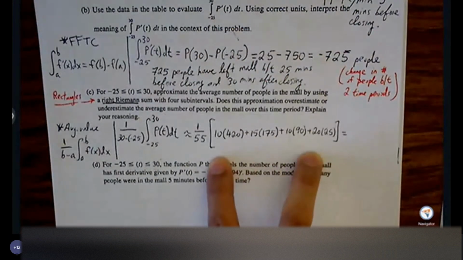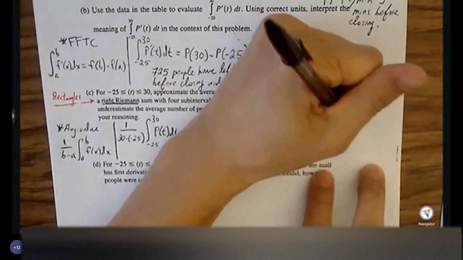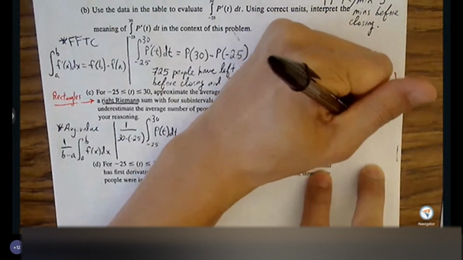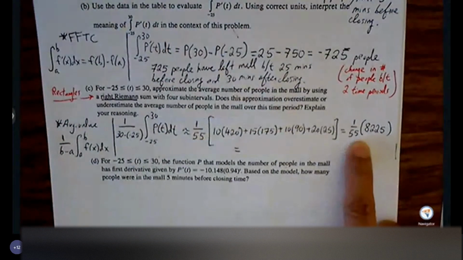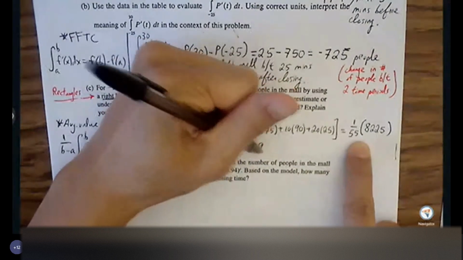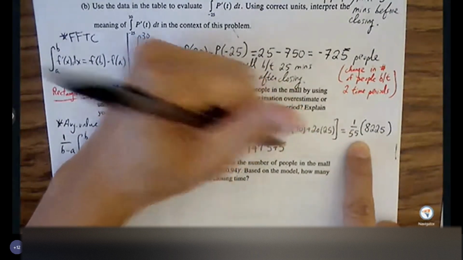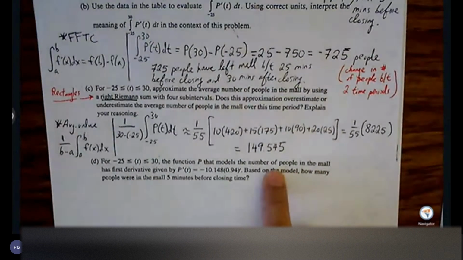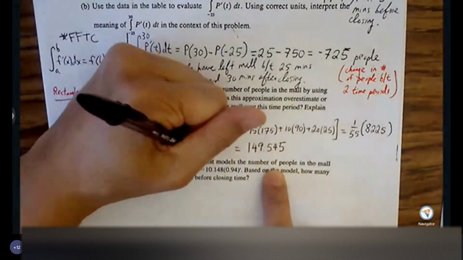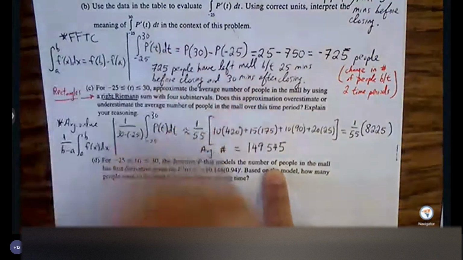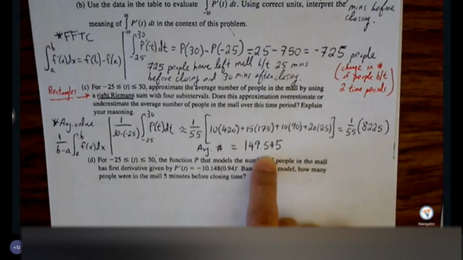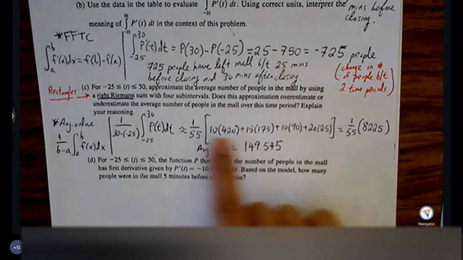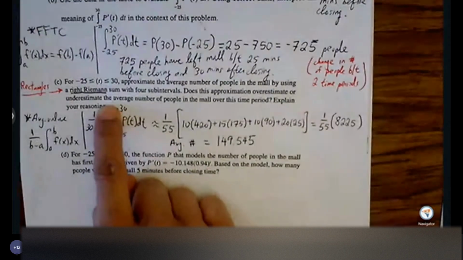So this cleans up to be 8,225. Okay, so the average number of people is around 150. Okay, so next question is asking, is this going to be an underestimate or overestimate?